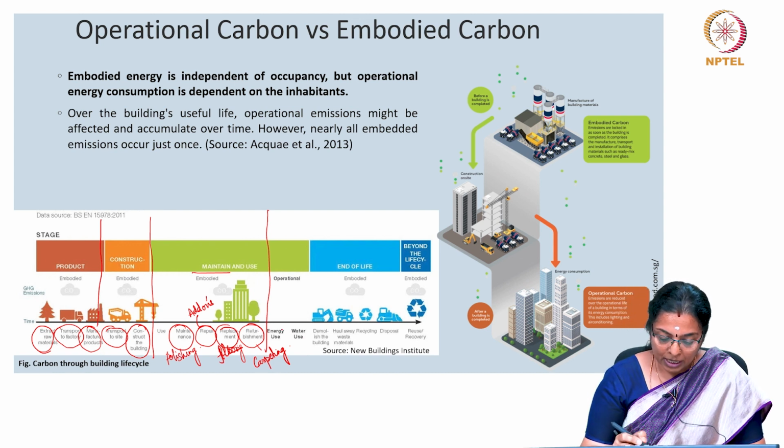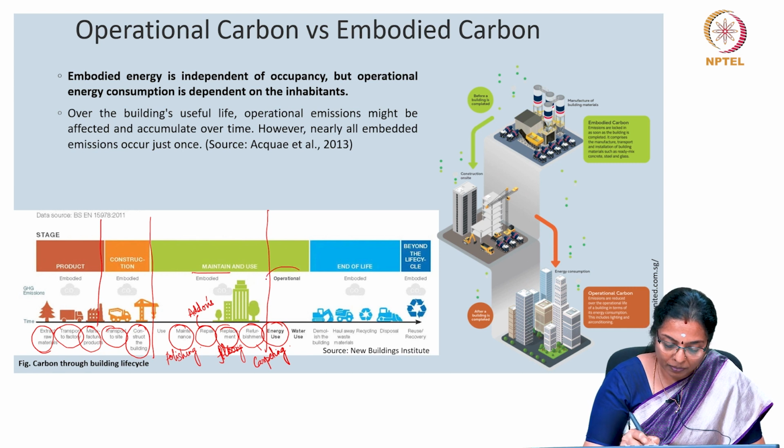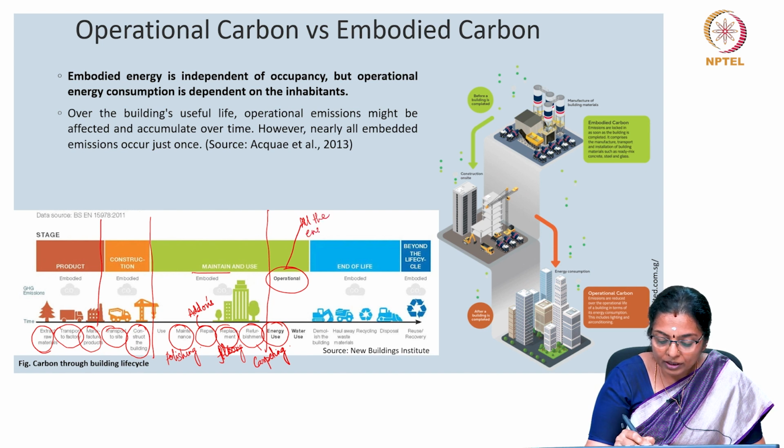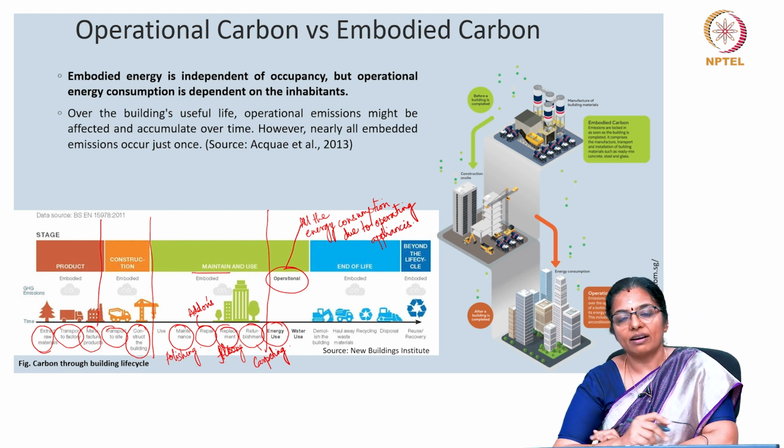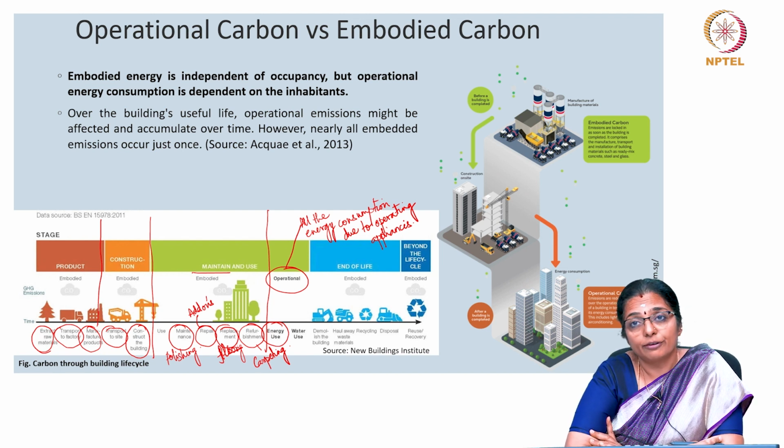Then comes the operational. In operational, we are focusing more on energy use, and when we look at energy use in the operational segment, we are looking at all the energy consumption due to operating appliances primarily. And we could make a list of appliances that we operate in different types of buildings, and you will realize how much energy is consumed by the appliances, and therefore how much is the emission due to that operational energy.